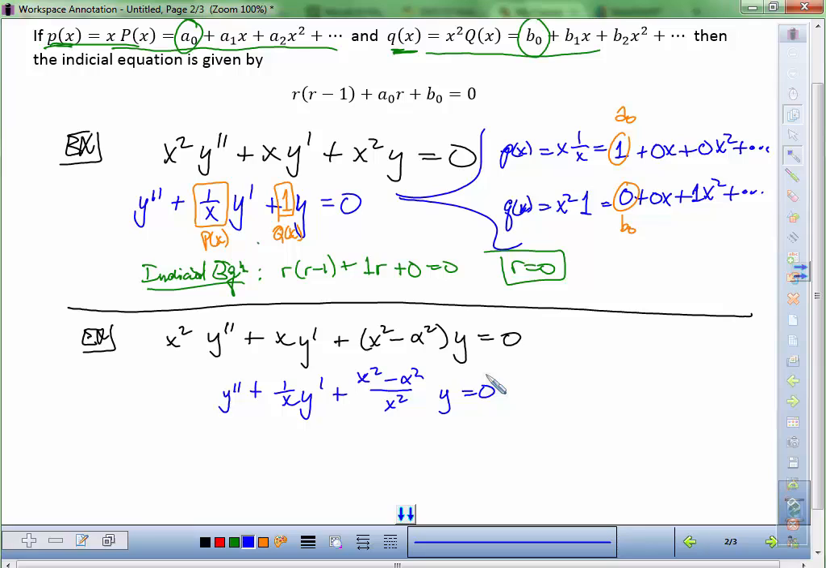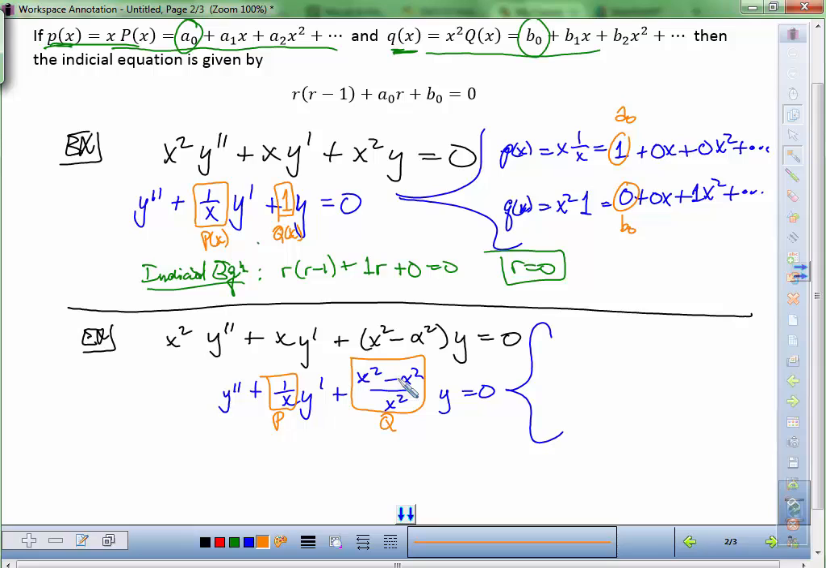Maybe I should put an actual number for alpha. All right, let's hope it works out for us. So from here, I want to identify my A naught and B naught. For me to be able to identify my A naught and B naught, I want to be able to write the power series for little p and little q. And for me to be able to find the power series for little p and little q, I need to identify capital P and capital Q.